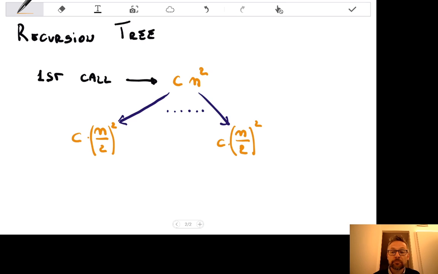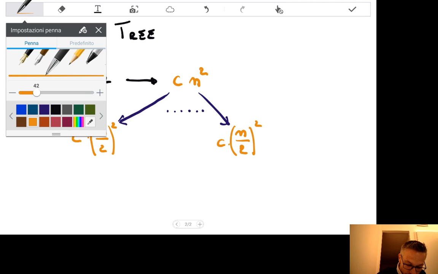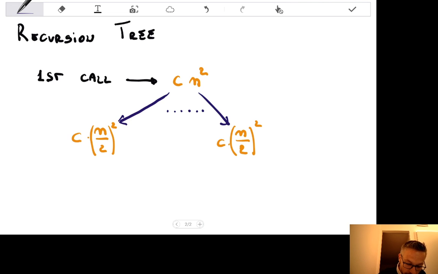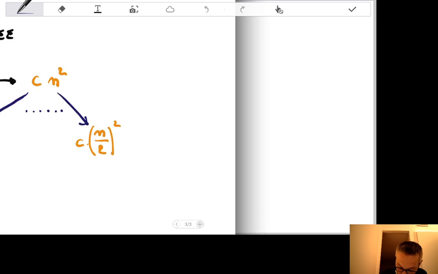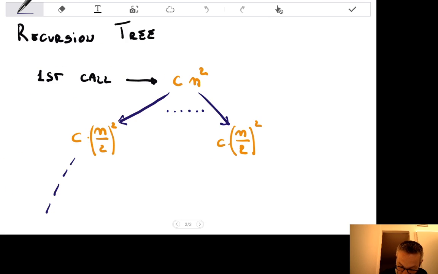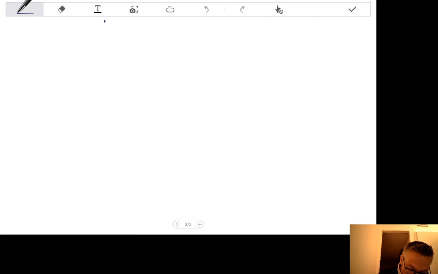Now, this process will go on, of course, until we are dealing with a matrix whose size is 1 times 1. Let's try to figure out what's going on in a generic step. So in a generic step, and let's hope to have enough space, let me draw things in this way, just to change my slides. And so here we are.